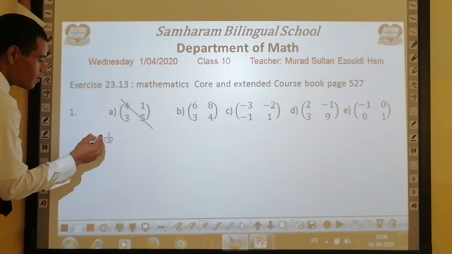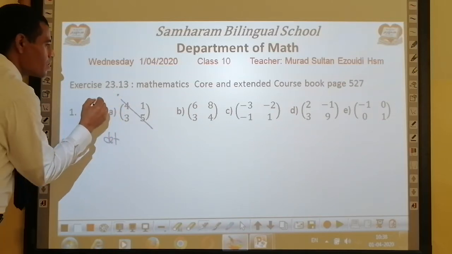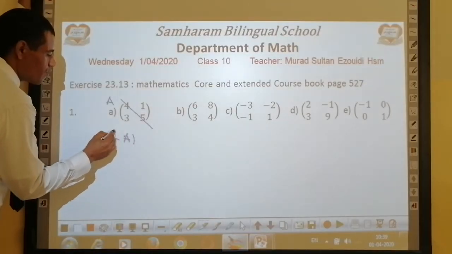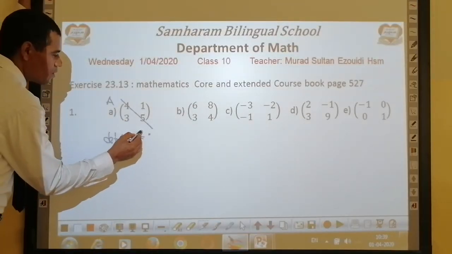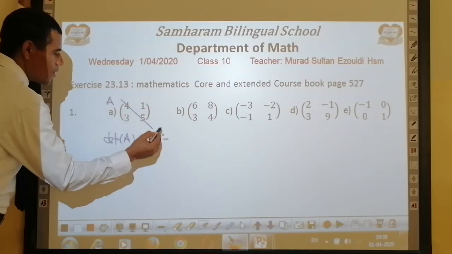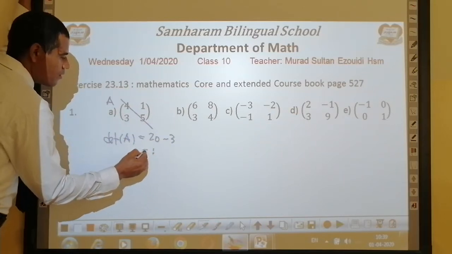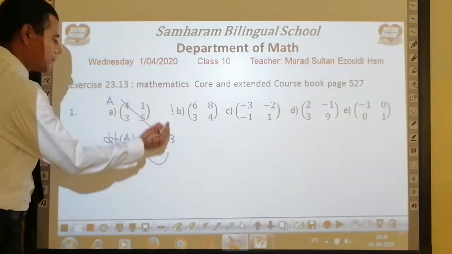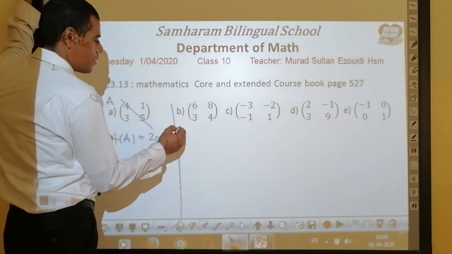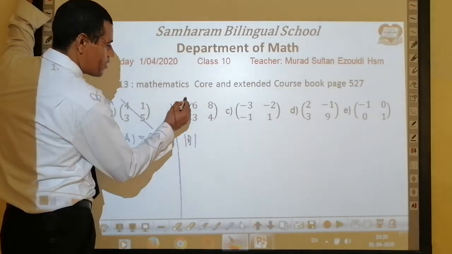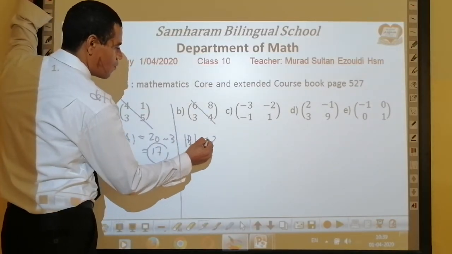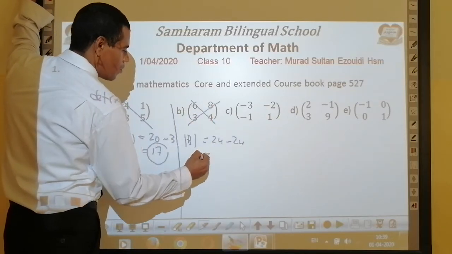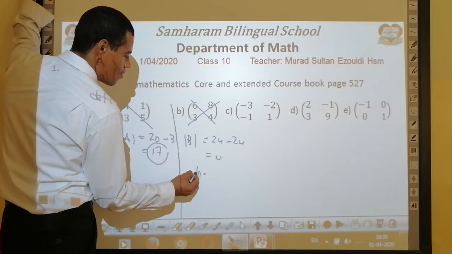Okay, determinant. I will label this as capital A, meaning matrix A. So determinant of A is 4 by 5, 20, minus 3 by 1, 3, equals 17. So the determinant is 17. The next one. Okay, B. The determinant of B is 6 by 4 is 24, minus 8 multiplied by 3 is 24, so equals 0.